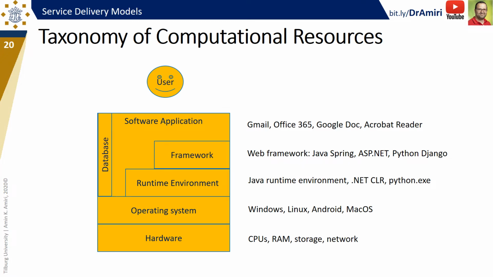A software framework is another class of computational resources. It's a collection of libraries of codes that make programming and developing a software application easy and fast. Examples are web frameworks such as Java Servlet, ASP.NET, and Python Django that make developing web applications faster and easier.